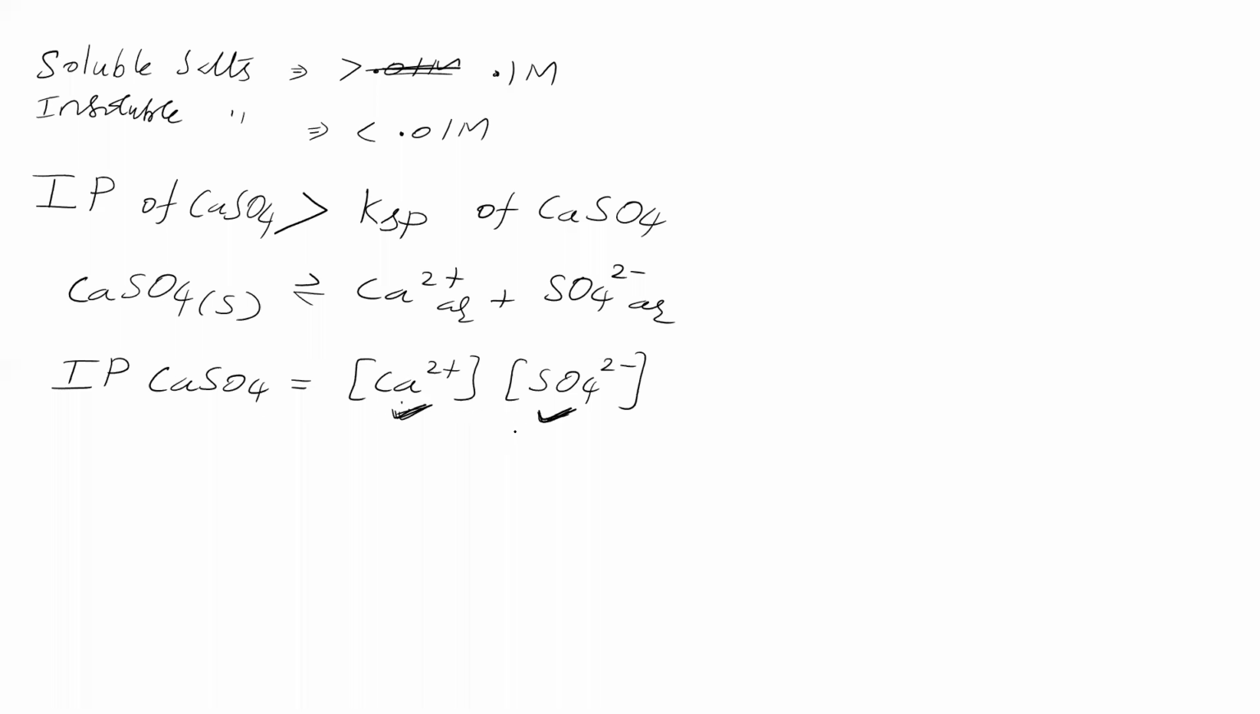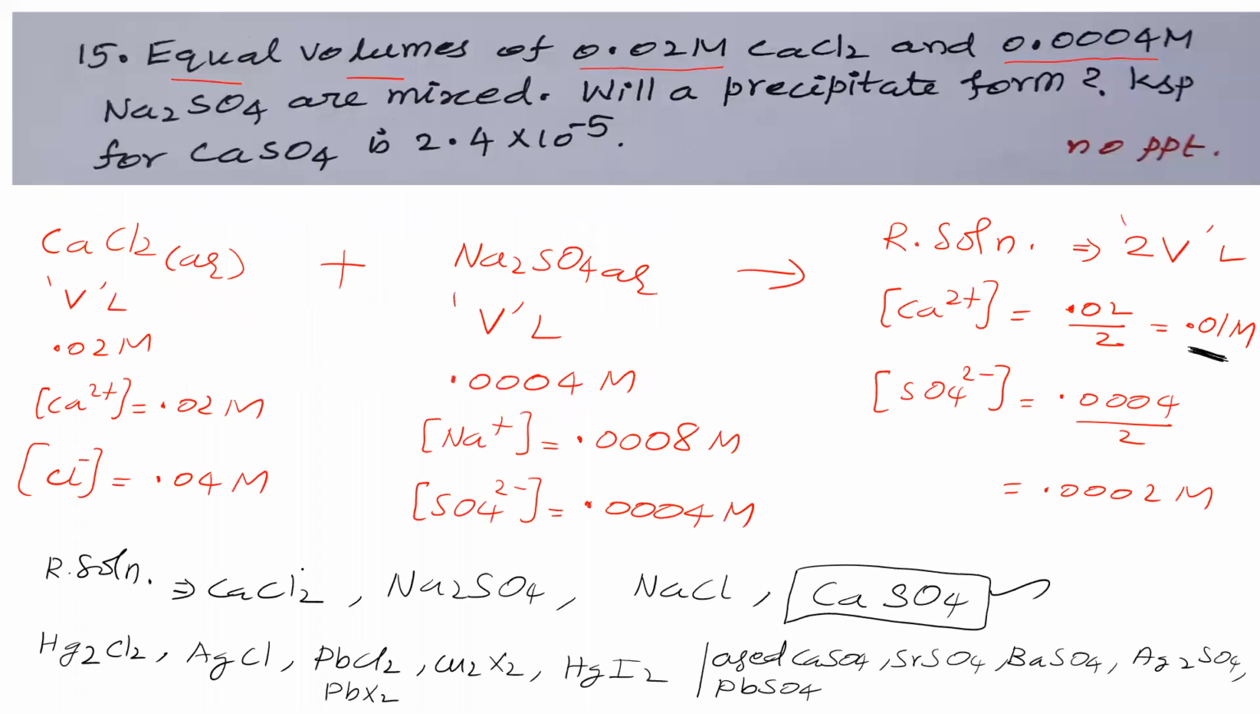Okay, so now we got the ionic product of calcium sulfate. We do not know whether the solution is unsaturated, saturated, or supersaturated with calcium sulfate. Let us find it and see. The concentration of calcium ion is 0.01 molar and the concentration of sulfate ion is 0.0002 molar. Let us substitute these values in the ionic product expression.